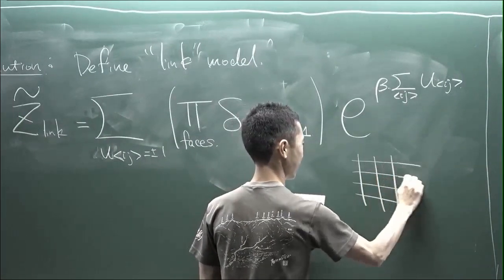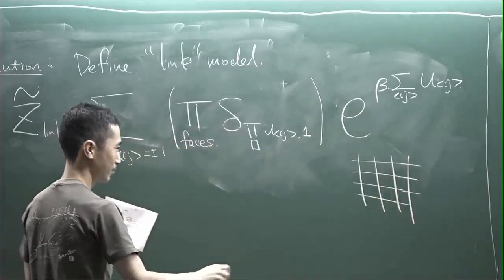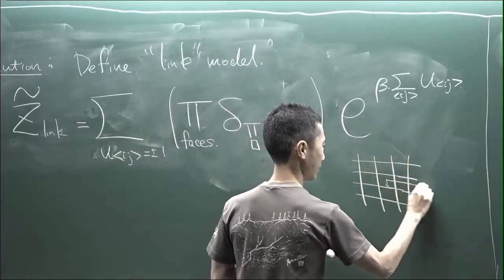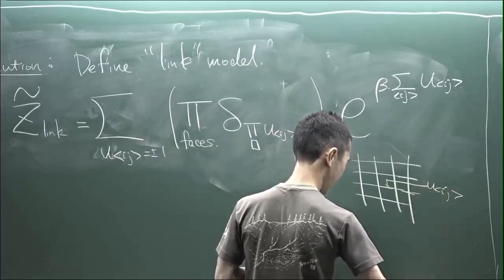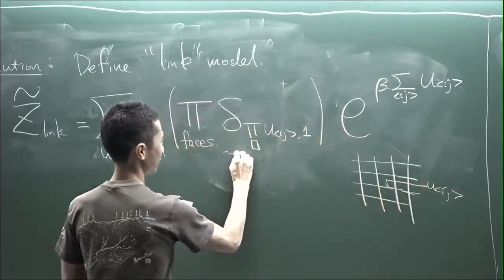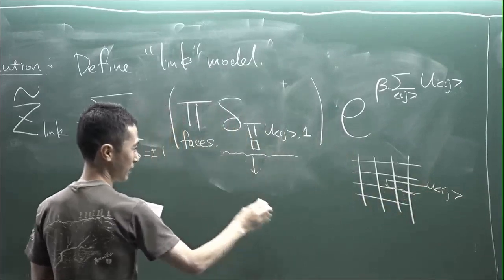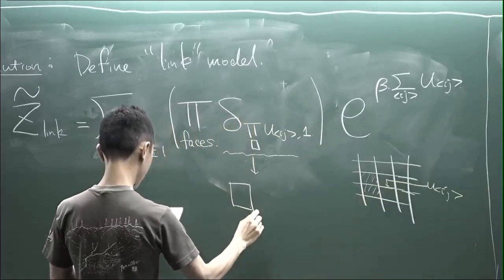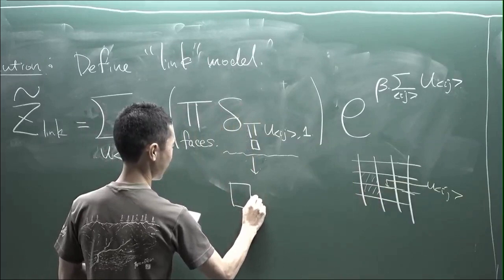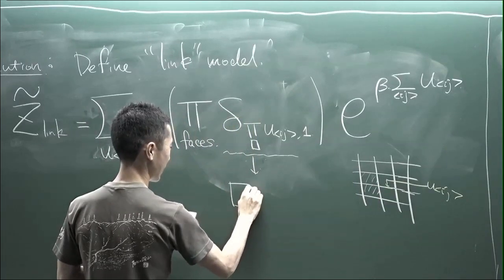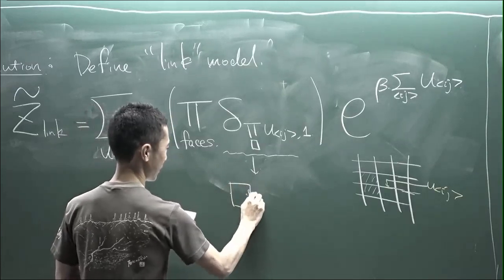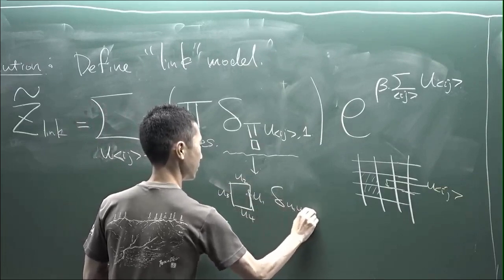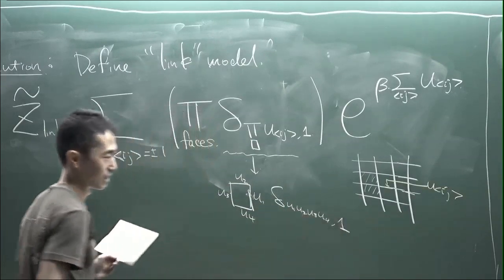So I need to explain what this means. Now the degrees of freedom live on links. For each link, you have degrees of freedom u_ij, and this delta function, or Kronecker delta, is defined for each face of this graph. For each face you just multiply the variables living on the edges of the face. So in this case, if you have u1, u2, u3, u4, then you multiply the four of them, and then require that it must be equal to 1.